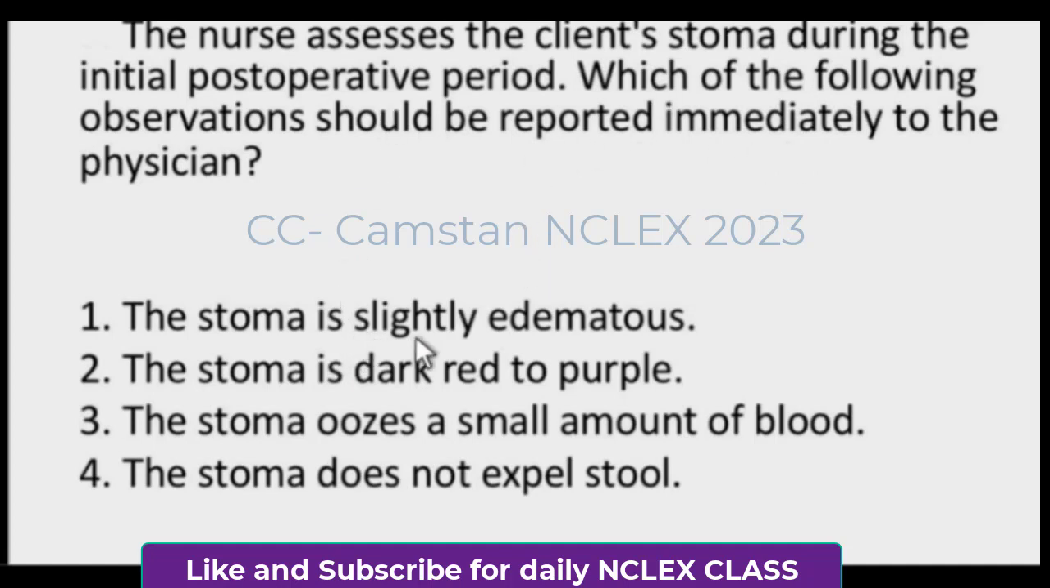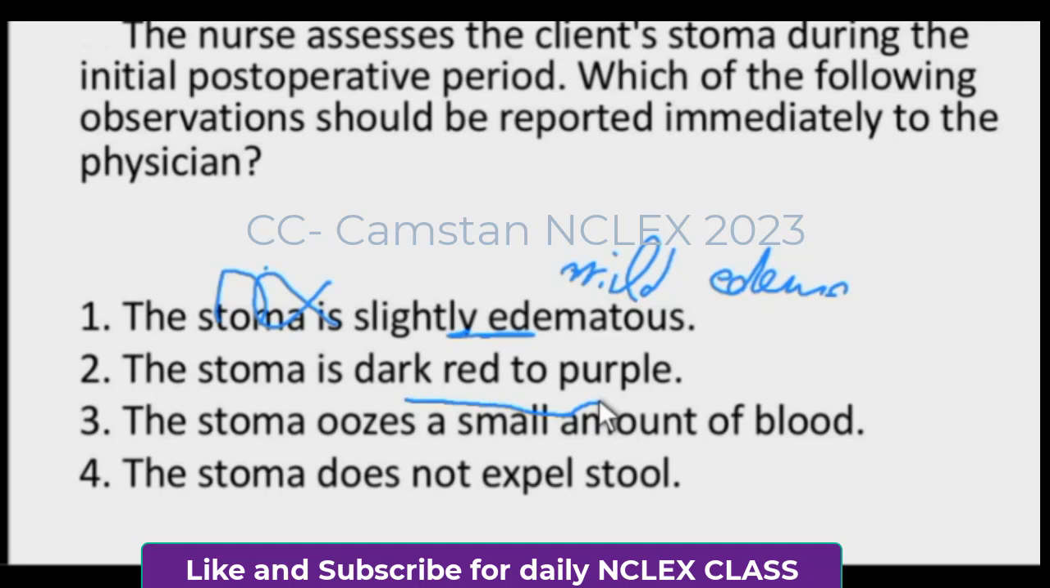The stoma is slightly edematous. Well, if the client is having mild edema, it is quite normal. So the nurse should not report this to the physician. Second is the stoma is dark red to purple. What does it suggest? It suggests that the opening of the stoma is too tight. And if the opening of the stoma is too tight, it can definitely lead to necrosis. So the nurse should report this one immediately to the physician. So the correct answer is the second one.